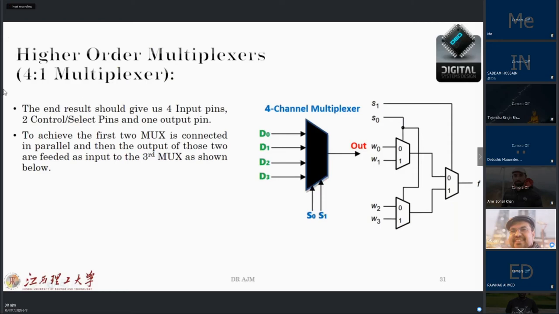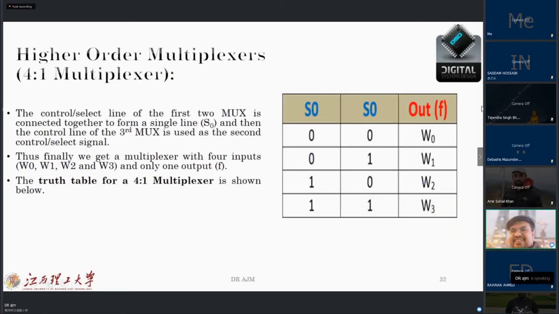And maybe the truth table can be something like this. It means that by selecting S0 and S1, now you will see what the output should be. The difference between 2x1 and 4x1 is like this: the number of control lines or switching lines, which specify and guide the inputs and output.